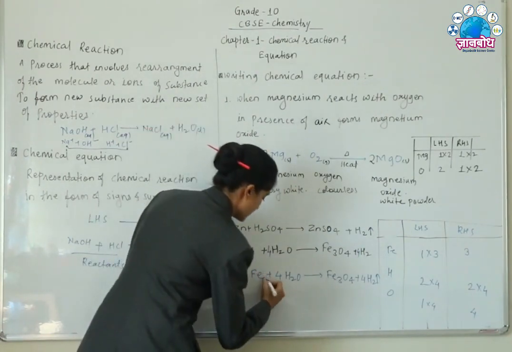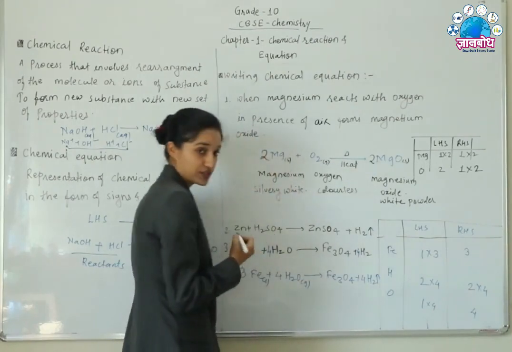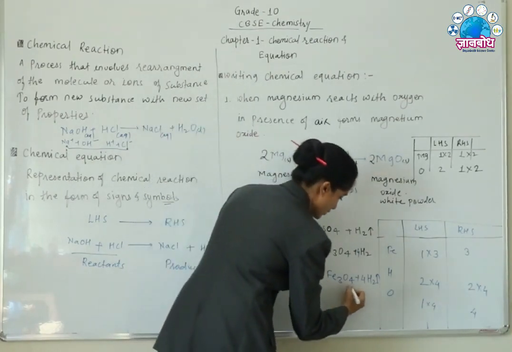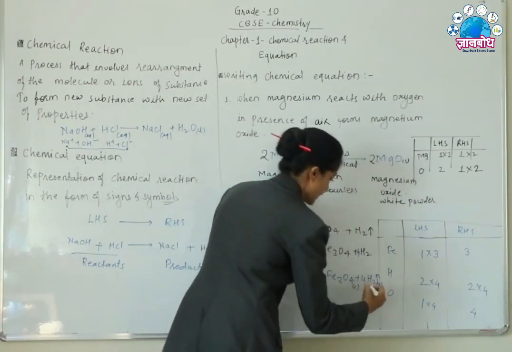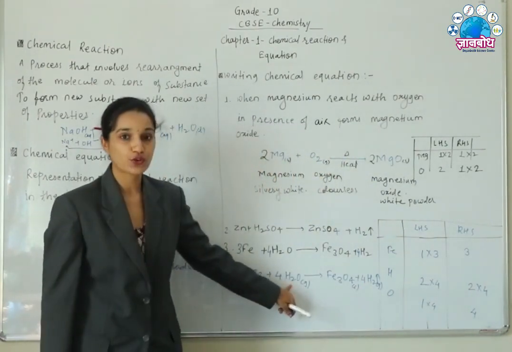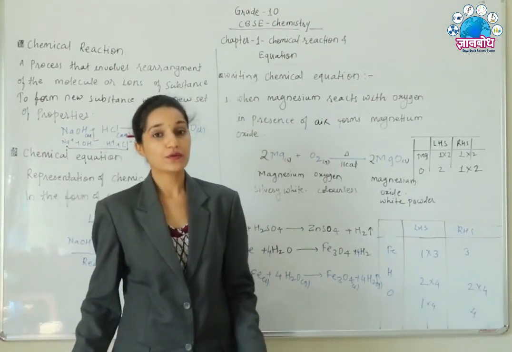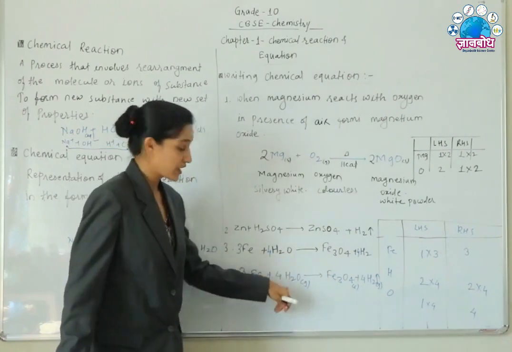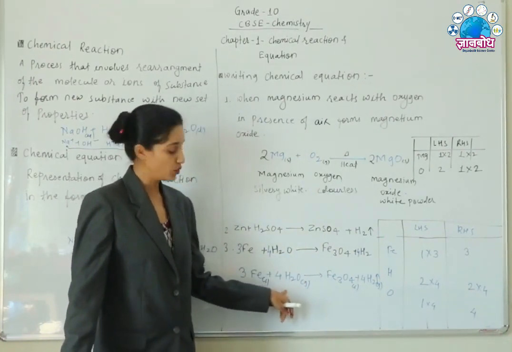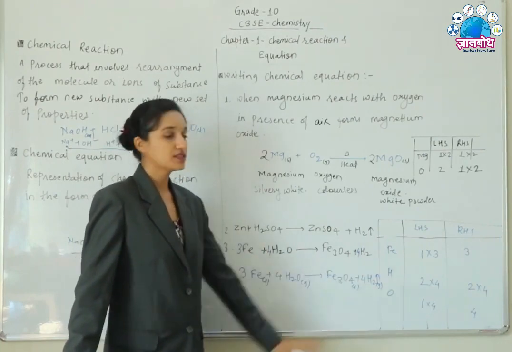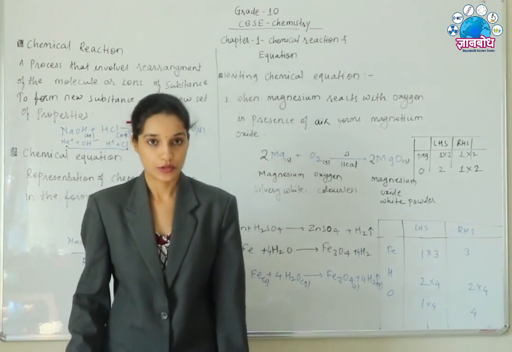Then iron in solid nature, H2O in gaseous nature, iron oxide again we get solid, and H2 is gas. Now why have I written H2O in gaseous nature? Because in this reaction iron is reacting with steam. So this reaction represents that water is in the form of steam. Okay, and therefore this reaction is occurring, and this is the final balanced chemical equation.